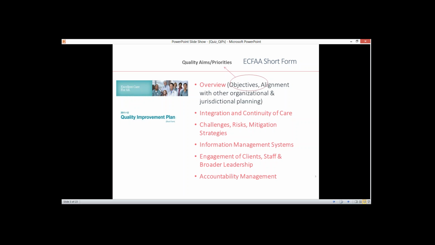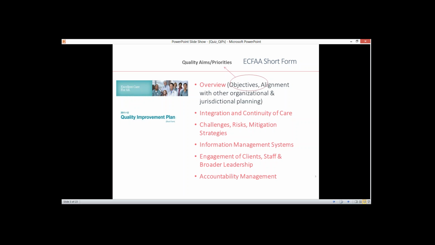The second area is integration and continuity of care, and the guidelines suggest that this should include how you're working with system partners, either within or across sectors. And the intent is to improve integration and continuity of care through your quality plan and to demonstrate how you're going to do that in this short form. The third area is challenges, risks, mitigation strategies inherent in achieving the objectives in the quality plan.